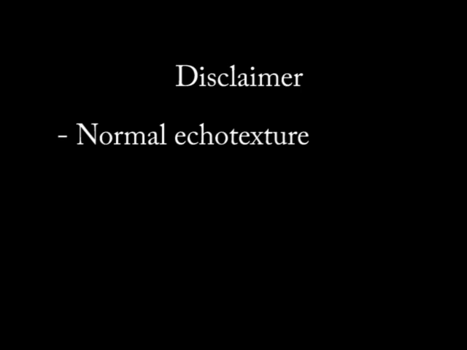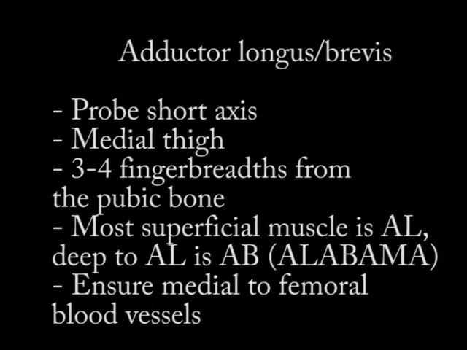So when we start, we're going to look first at the adductor longus and the adductor brevis. You can take your ultrasound probe and put it in short axis over the medial thigh, generally 3 to 4 finger breadths from the pubic bone. Now, the most superficial of the 3 hip adductor muscles is the adductor longus, then deep to that will be the adductor brevis, and then deep to that will be the adductor magnus.